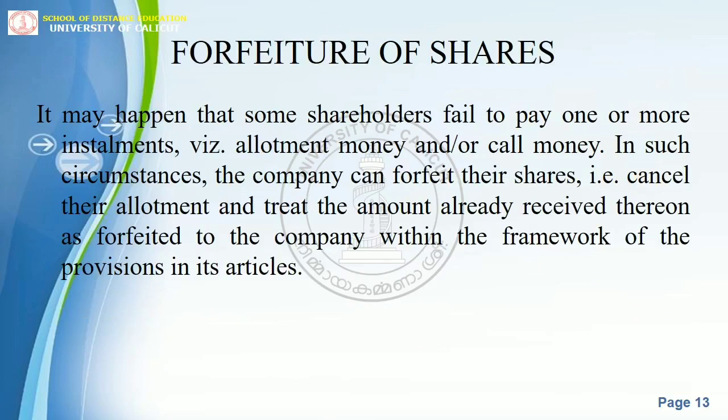Forfeiture of shares. It may happen that some shareholders may fail to pay any of the call money or allotment money, and in such cases the company can forfeit these shares. That is, they can cancel the shares for non-payment of call money or allotment money and treat the amount already received as forfeited to the company within the framework of the provisions of the articles of the company.